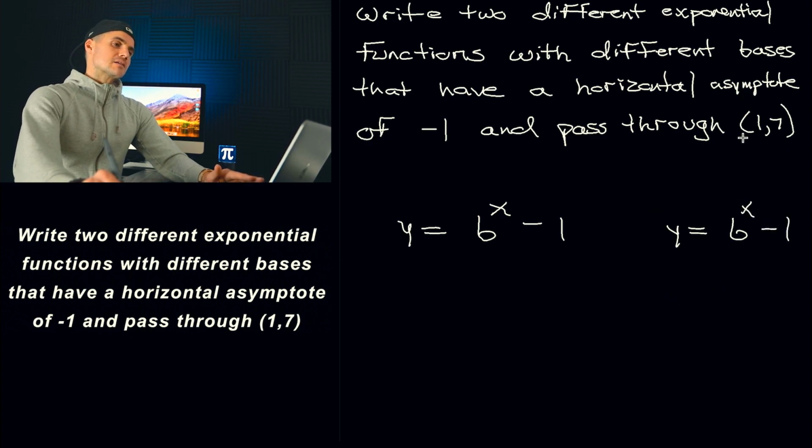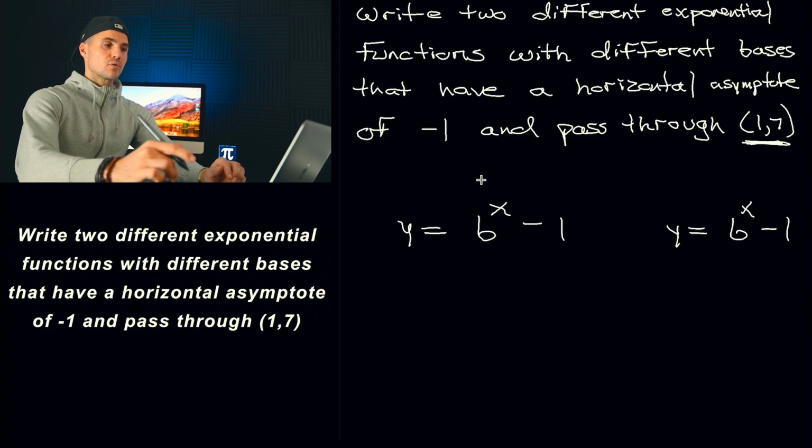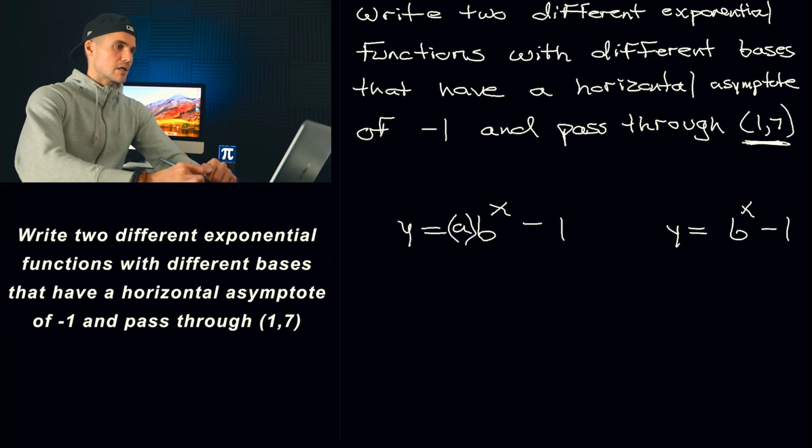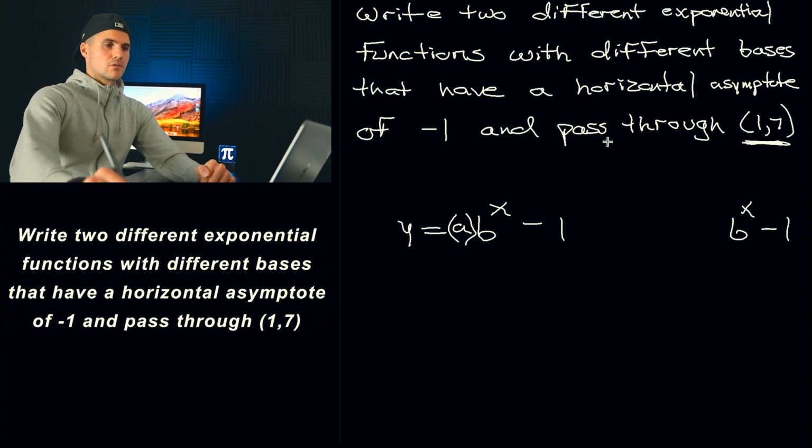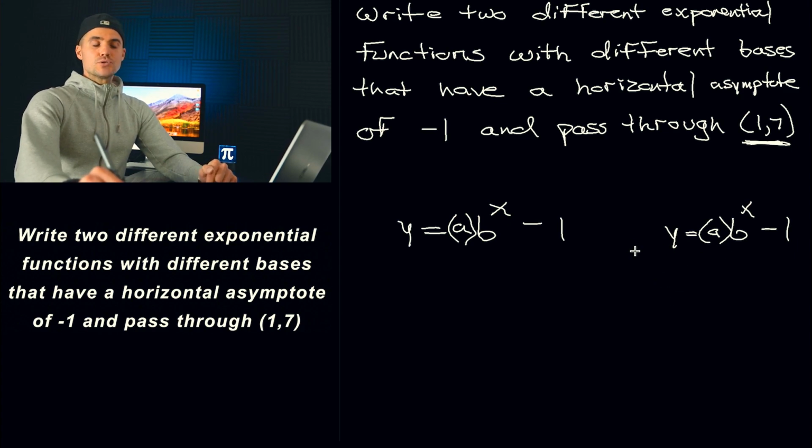Now, because these are going to pass through the point (1, 7), we actually need another transformation value, right? Because we're going to have to create two different ones. So you could actually pick whichever one you want. I'm going to pick an a value to put in front. So let me erase this here, give myself some room, and I'm going to put an a value right here in front, like that.